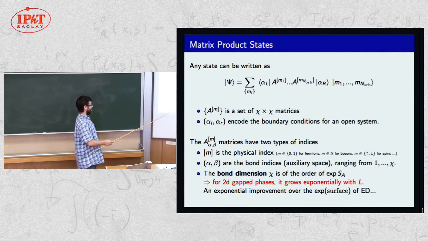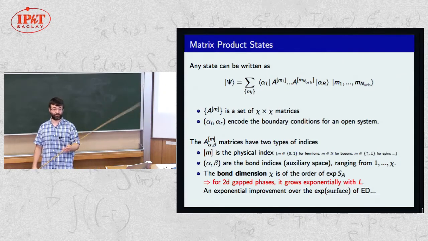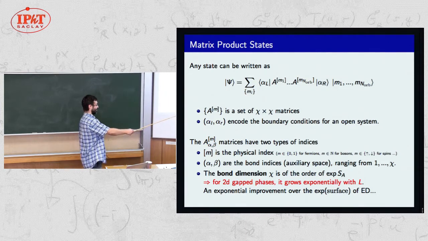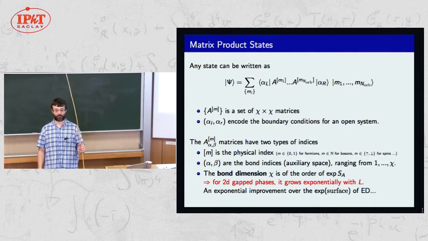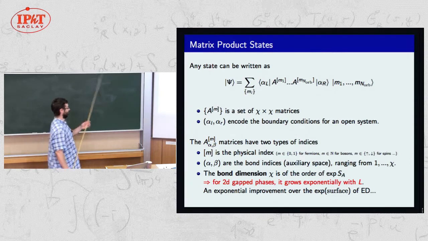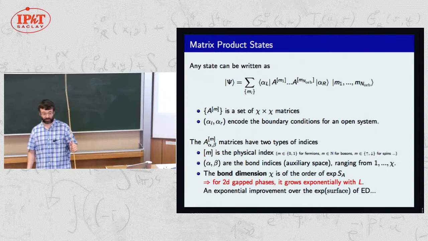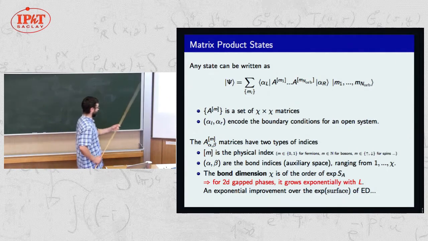And what do we know about chi? Well, actually, if you write the state like this and you do the Schmidt decomposition, you'll quickly see that a lower bound for chi is actually the Schmidt rank. So roughly speaking, chi is of the order of the exponential of the entanglement entropy. So for the case of interest, our 2D gapped phases, that means that chi will grow like some exponential of L. That's a lot, but actually that's much better than a brute force approach that's exponential of the surface. That's just exponential of L.